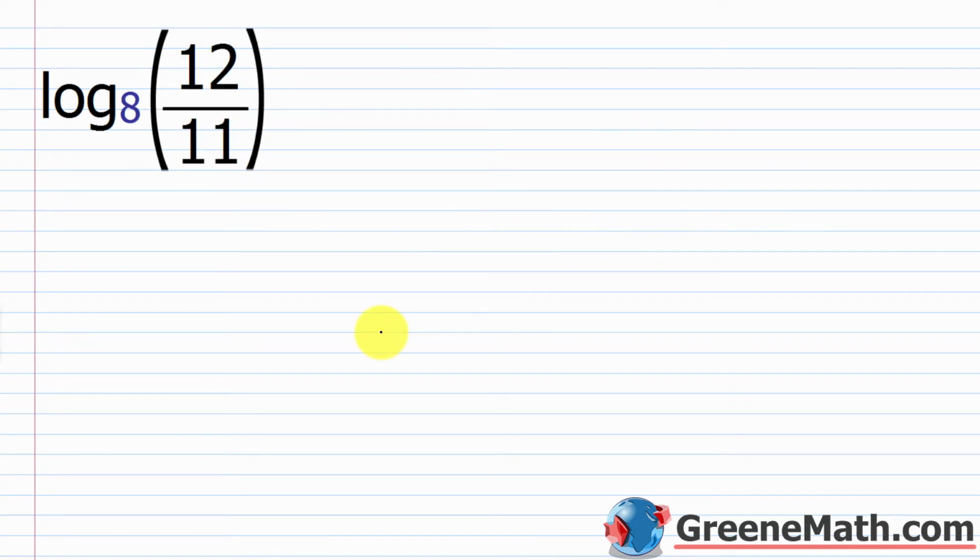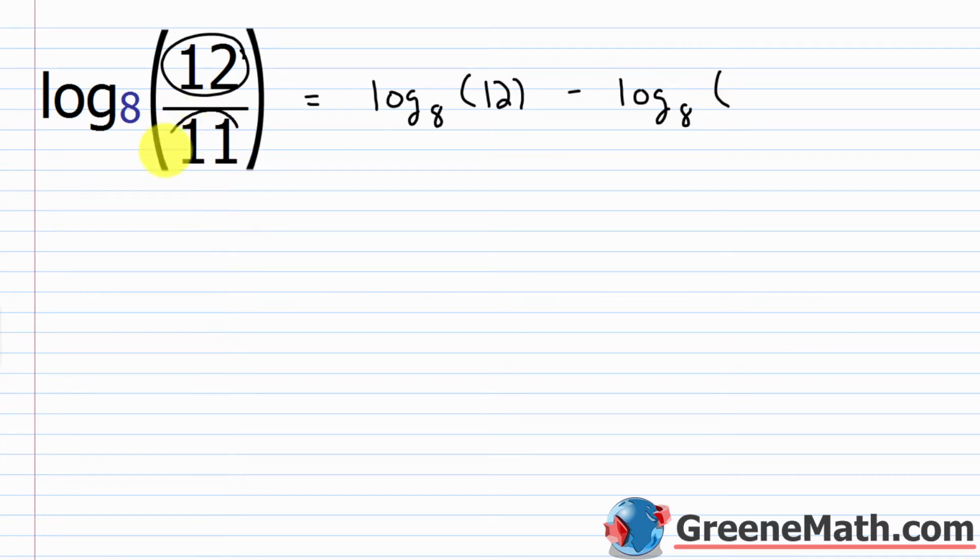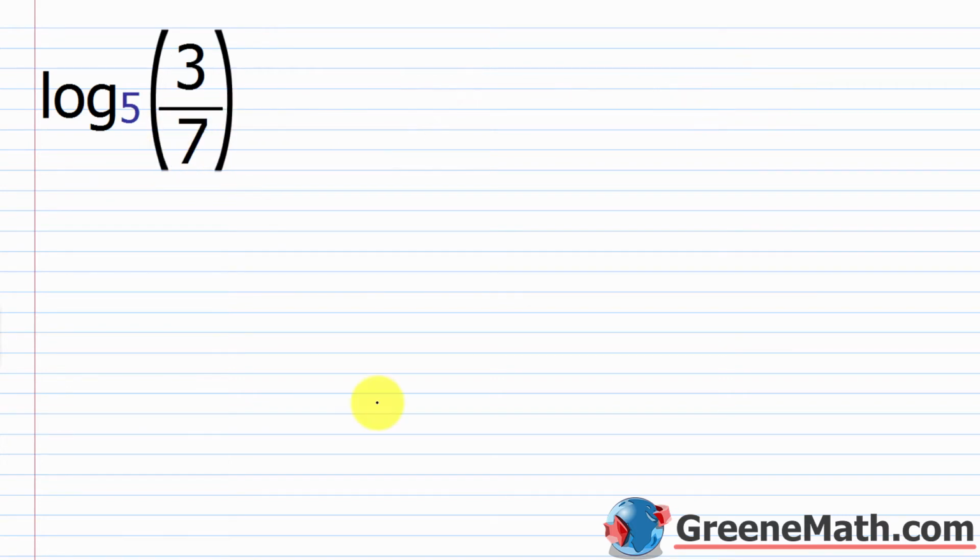All right, for the next one, we have log base 8 of 12 over 11. So this is going to be log base 8 of 12, what's in the numerator, minus log base 8 of 11, what's in the denominator. All right, now we have log base 5 of 3 over 7. So this is going to be equal to log base 5 of 3 minus log base 5 of 7.